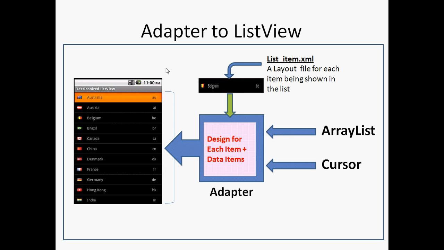Before looking at the programming stuff on how to implement a list view, I'm just telling you that the adapter will take two parameters, definitely two parameters. One parameter it will take as the design for each and every item. The second parameter will be the information, which data items are being shown, and with the design for each and every item, it will provide information to the list view. Alright.